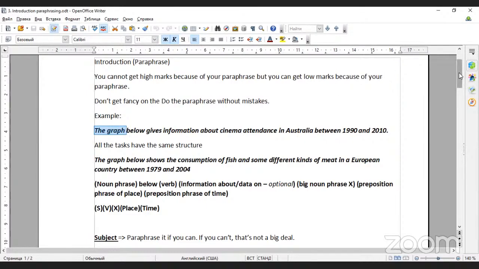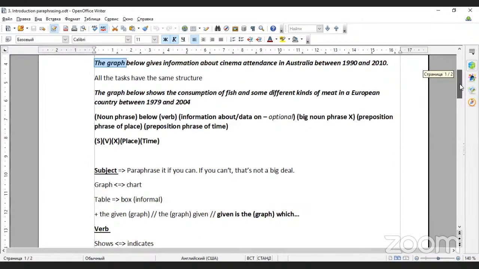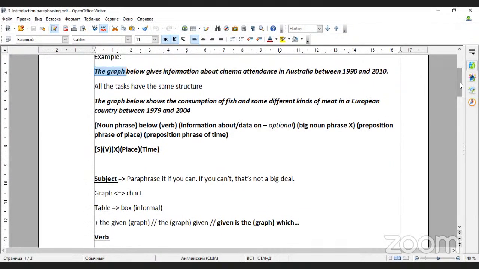You're probably writing something in the chat box. Well, it is possible to say graph, chart, but personally, I don't like it. For me, a chart is either a pie chart or a bar chart, although some people paraphrase graph as chart. If it's graph, you can say line graph. You can also say the given line graph shows, or the line graph given shows.